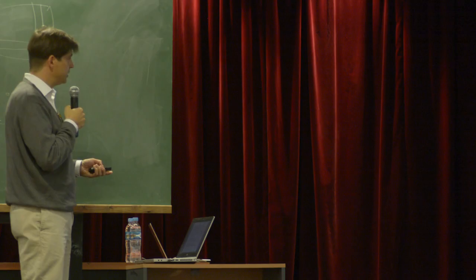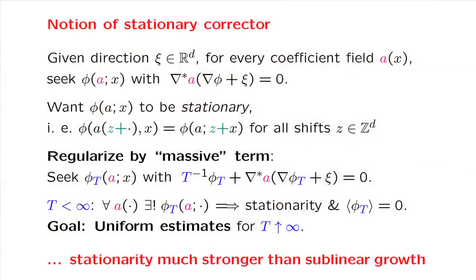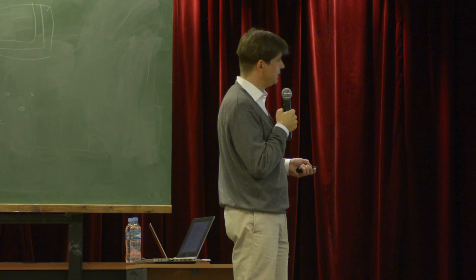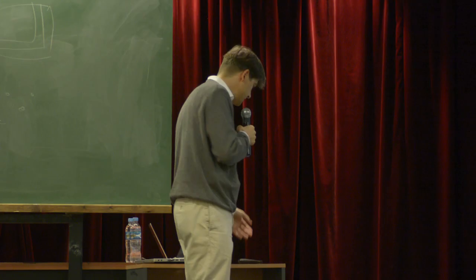Let's get a little bit closer and let's try to be a bit more precise about the definition. So here again is what you want to do. You're given a direction in space, and then in a certain sense, at least you would hope that for every realization of the coefficient field, you want to find this function of space and of course also of the coefficient field that solves this elliptic equation. And if you were able to do that in a unique way, then this object, which is a function of the coefficient field and space, would be stationary in the sense that if you shift the coefficient field, you also shift the corrector. That's stationarity in this sense, and that's a property which you would like your corrector to have.